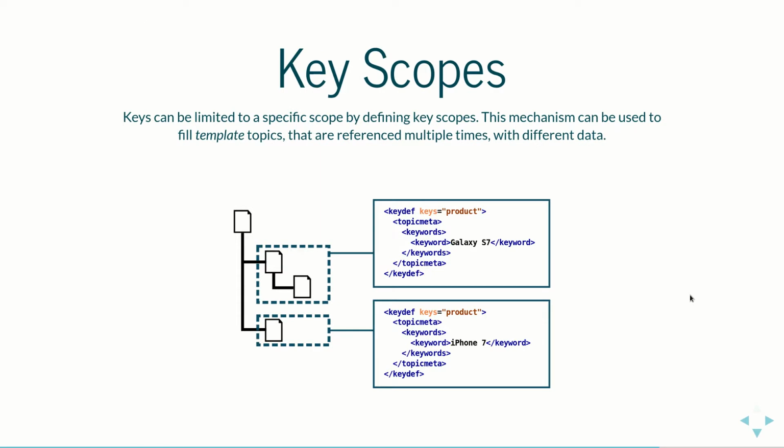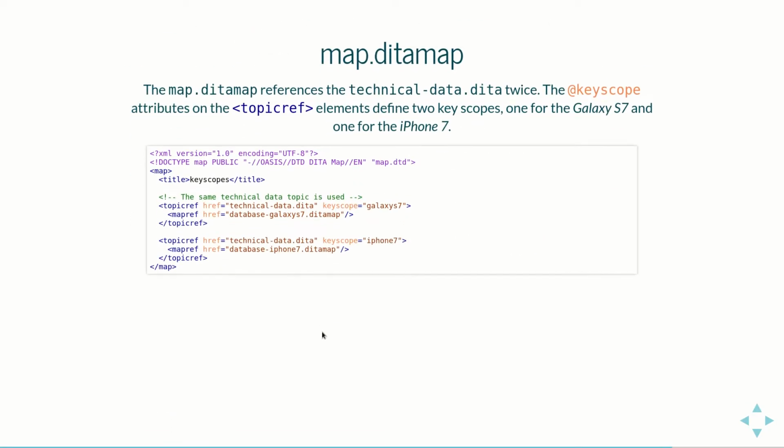There's another key feature called key scopes. So what I can do is to define keys in a specific scope of my project. In this case, I want to reuse the same topic twice and fill the keys in the topic with different data.